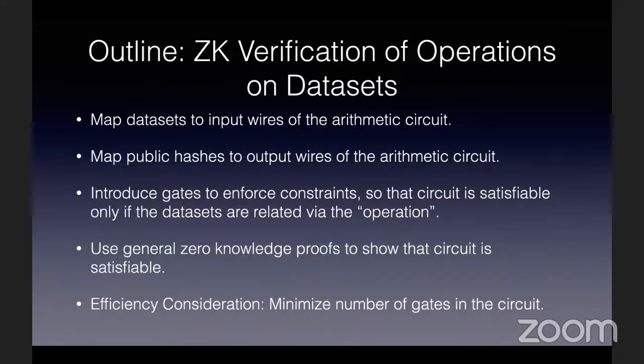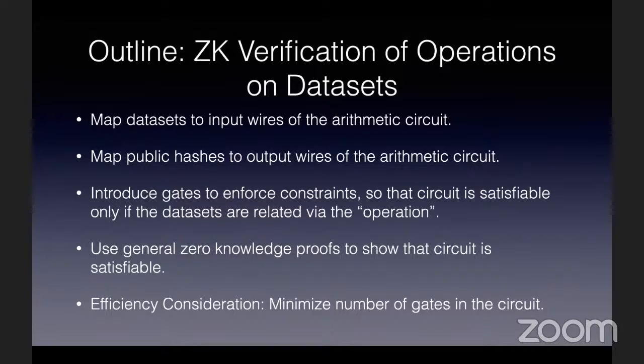Map the public hashes, which is the public information that you map to the output wires of the arithmetic circuit. And finally, you introduce gates to enforce the constraints, right? So you want to make sure that this circuit is satisfiable only if the data sets which are fed to the input, which are mapped to the input wires, are related via the operation of interest.